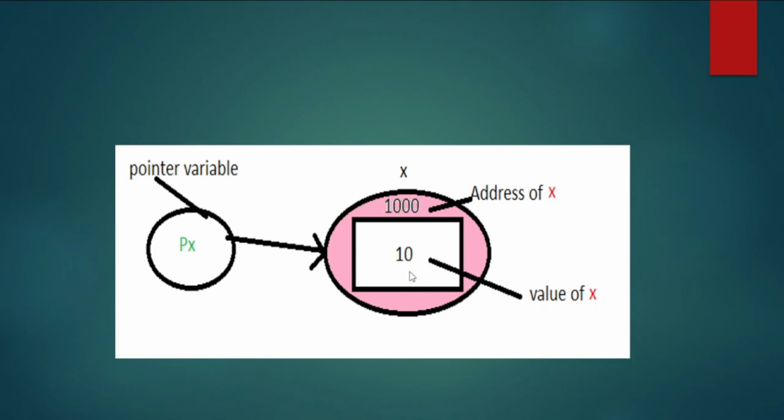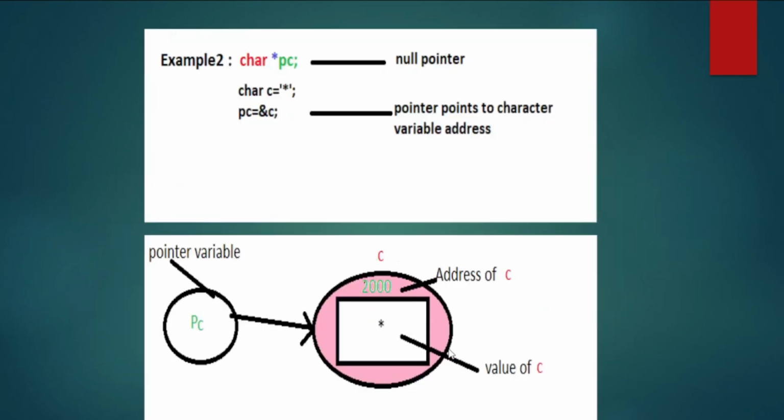Here, 10 is a value, x is the name of that variable, and 1000 is the address of x where it is stored. And our px is pointing towards the address of x, that is 1000 in this example. It can be anything. Now, I have given one more example, that is a character type pointer.